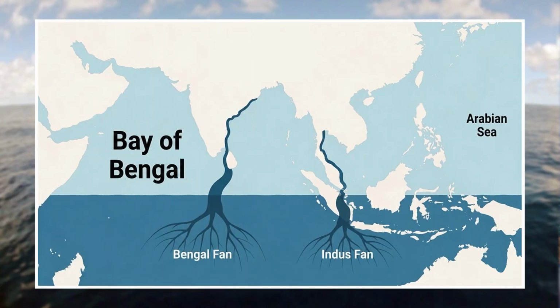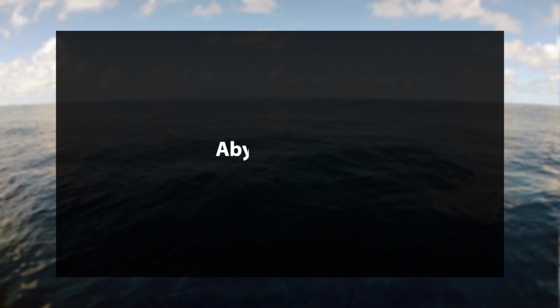The Bengal fan in the Bay of Bengal and the Indus fan in the Arabian Sea are huge sediment fans fed by the Ganga, Brahmaputra and Indus rivers. They form the continental rise and then grade into the deep basins. Next come the abyssal plains.